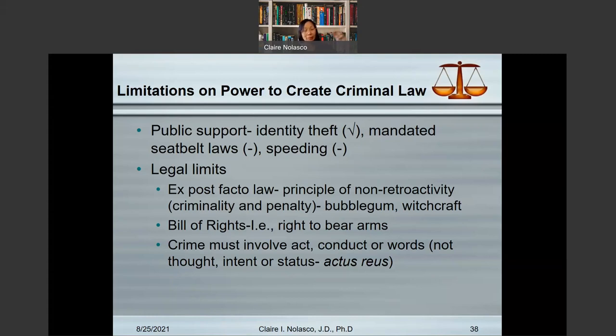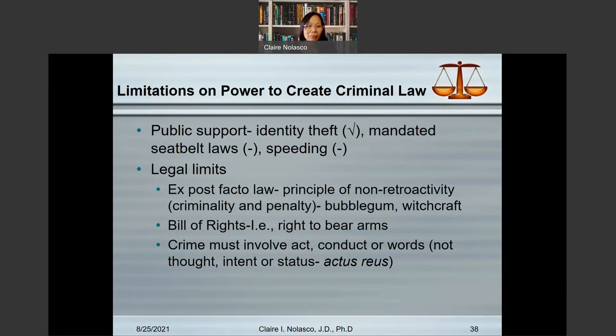retroacts so that the increase in penalties would apply to offenders who committed the act at a time when it had a lesser penalty. So you cannot do that. You cannot make an act criminal that was innocent when done or increase the penalties for a crime and make it retroactive. Another limitation on criminal law is the Bill of Rights.